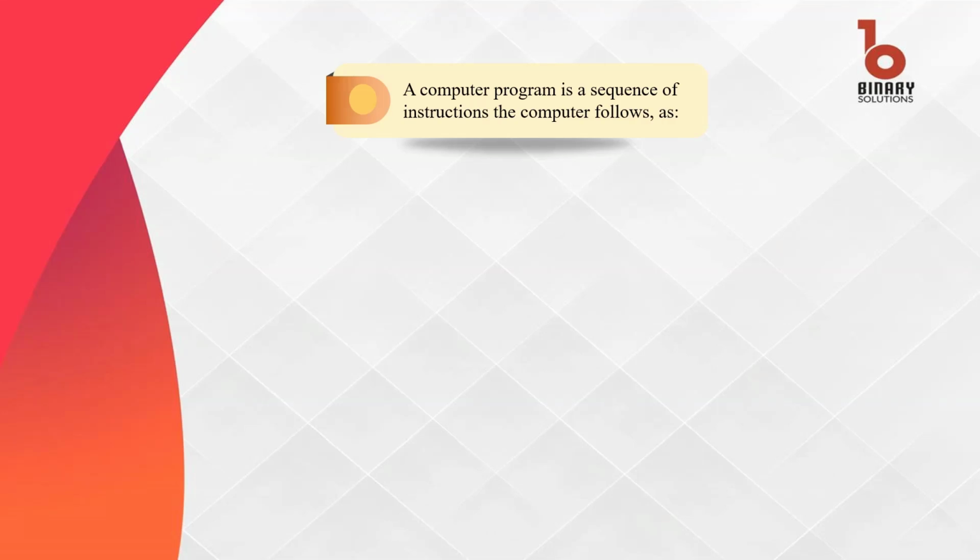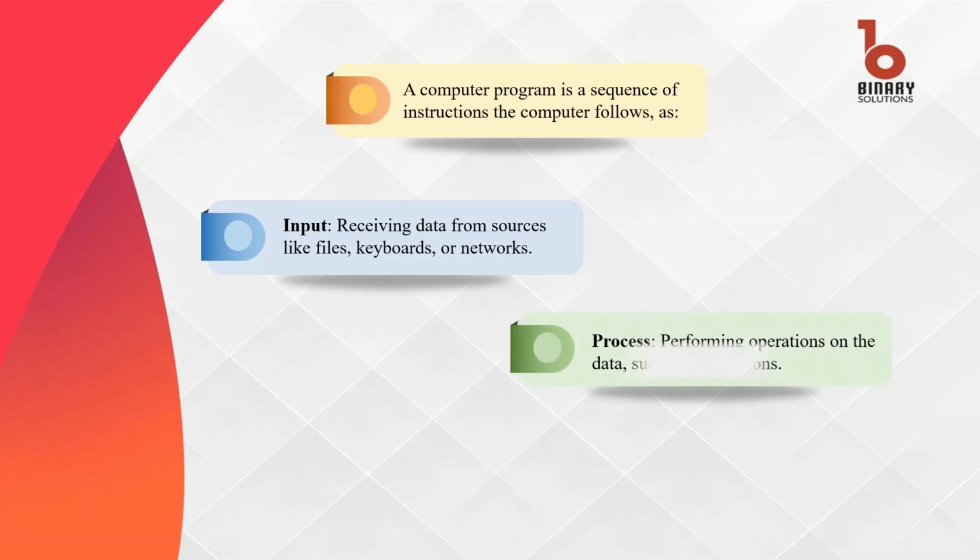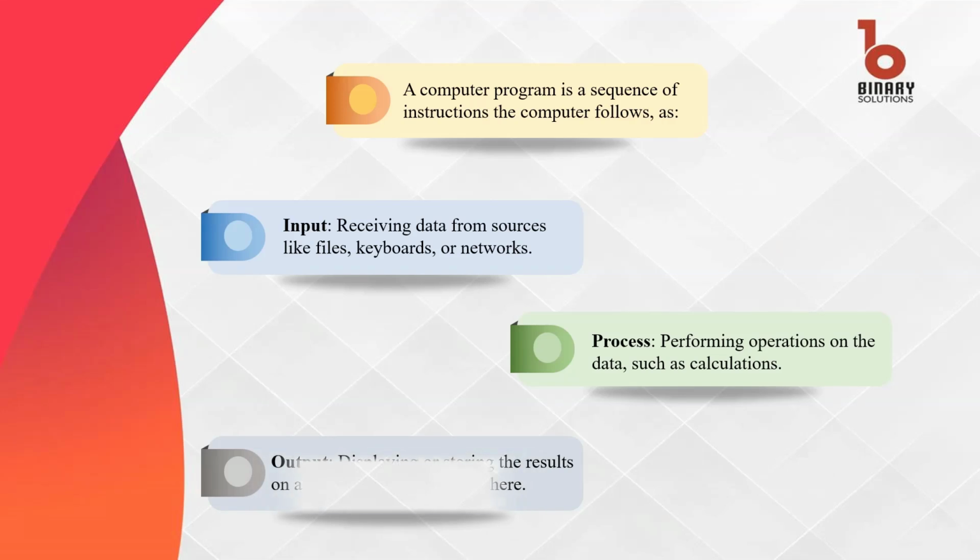Let's break it down into three basic types of instructions. This is where the program receives data. It could come from a file, keyboard, touchscreen, or network. The program then performs computations on this data. For instance, it might add two values together. Finally, the program displays or stores the result of the computation, whether on a screen, in a file, or elsewhere.